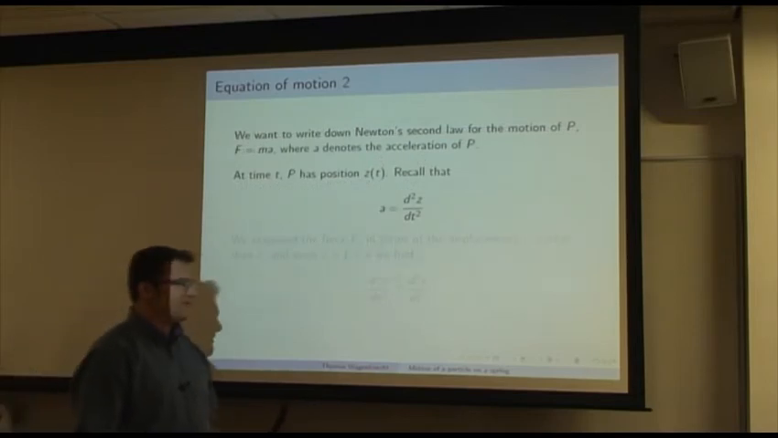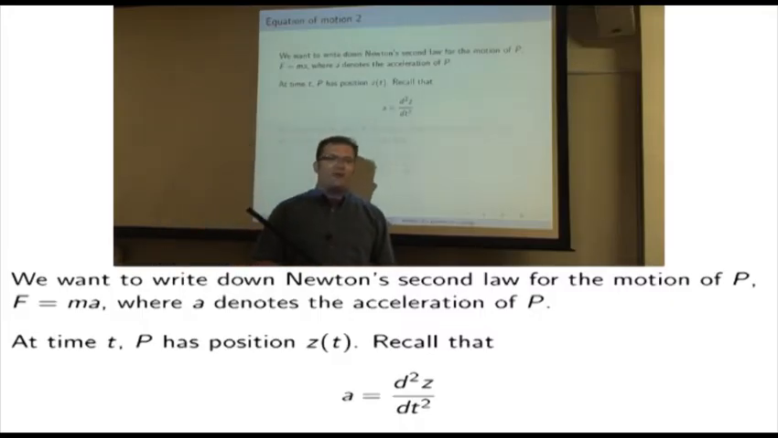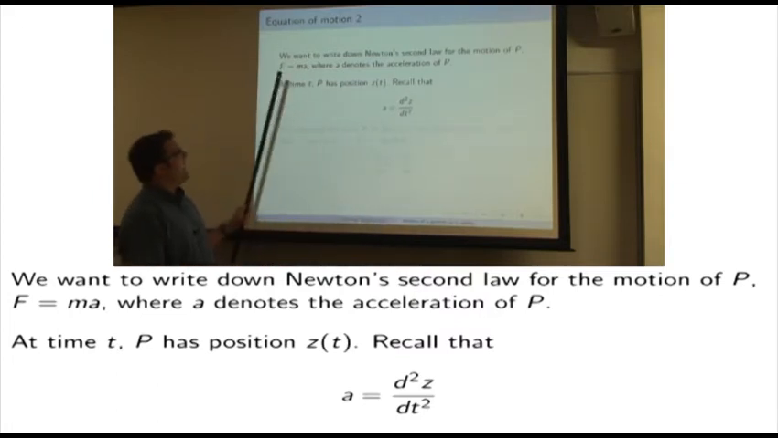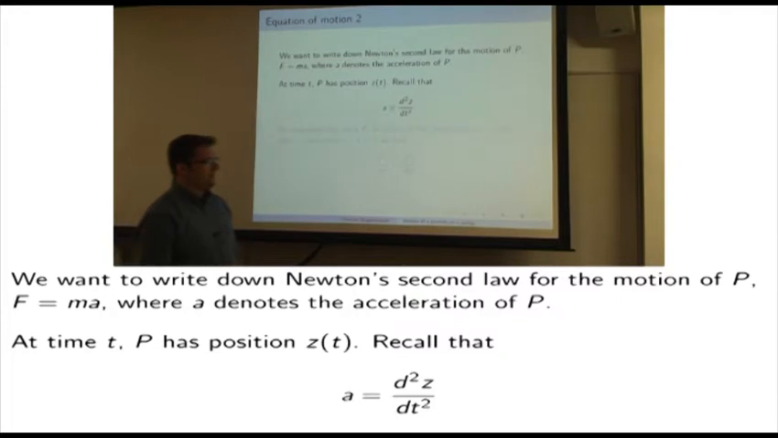And now I want to use Newton's second law. Newton's second law tells us that the force is proportional to the acceleration of a particle. F is m times a, and a, as usual, denotes the acceleration of a particle. I need to express the acceleration in mathematical terms. I want to have a formula.